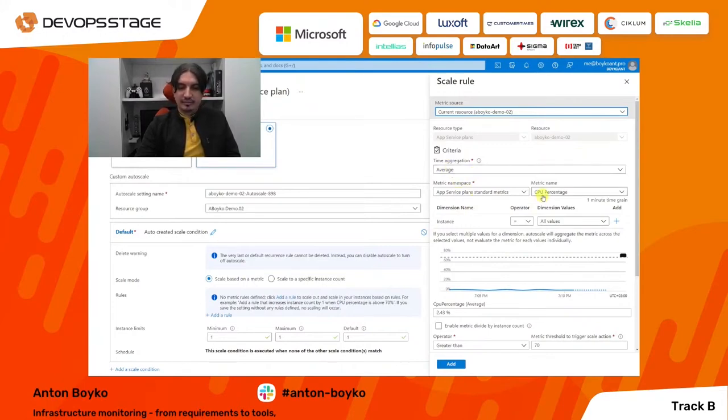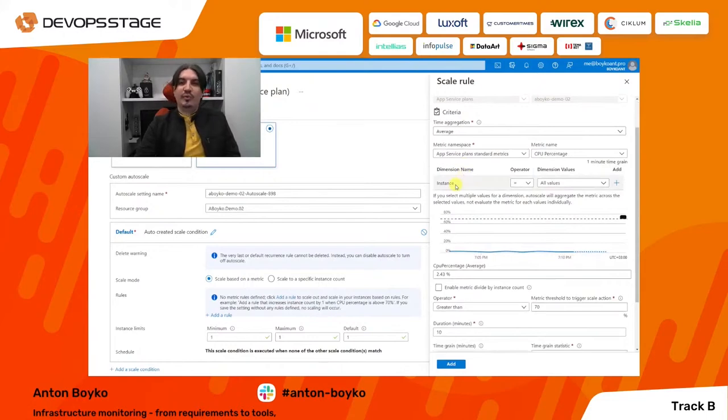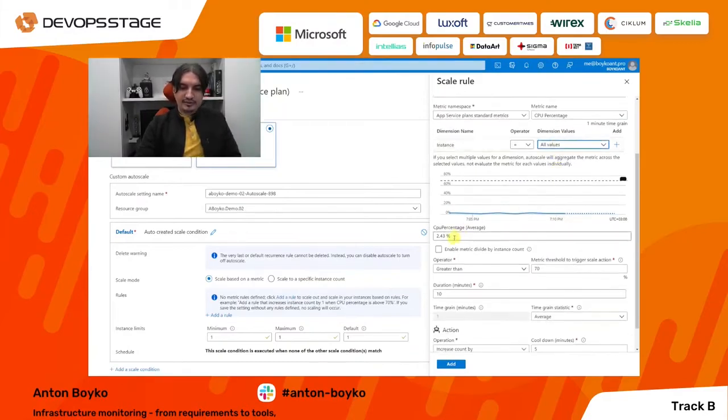The criteria, for example, can be the CPU percentage, and over time we will aggregate that as average CPU percentage. Currently we have only one instance, but if we have more than one instance for this app service plan, then technically we can even choose to which instances this rule will apply, or to be more precise, from which instances we will collect those metrics and then use them here in our auto-scaling rule. You can see that the current average CPU load is around 2.5%, which is basically nothing.